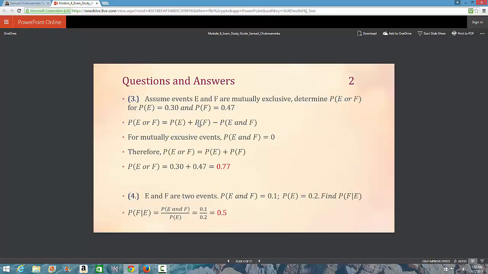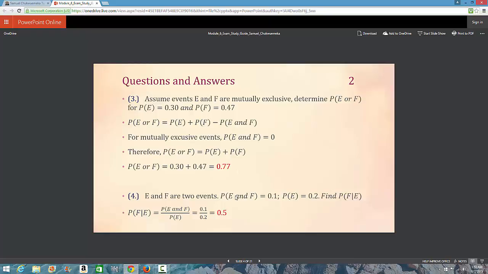Question 3. Assume the events E and F are mutually exclusive. Mutually exclusive events are two events that cannot occur at the same time, or that cannot occur simultaneously. So determine the probability of E or F. So we have the addition law. This is the addition law of probability. Probability of events E or F is equal to probability of event E plus the probability of event F minus the probability of events E and F.